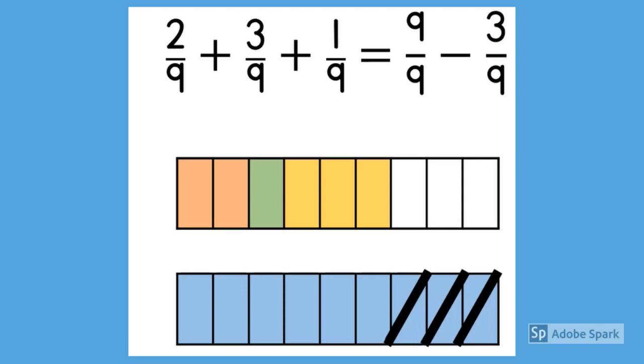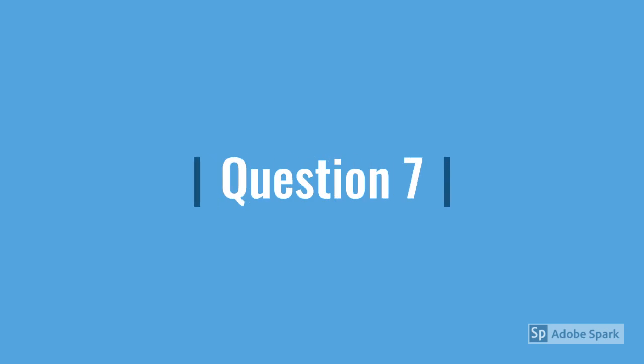So let's look at the answer. Do your bar models look like mine? We can see the bottom bar model shows 9/9 subtract 3/9, and that leaves 6/9. The top bar model shows 2/9 add 1/9, and we now know that the missing number must be 3, for 3/9. Now let's have a go at the last and final question, question number 7.